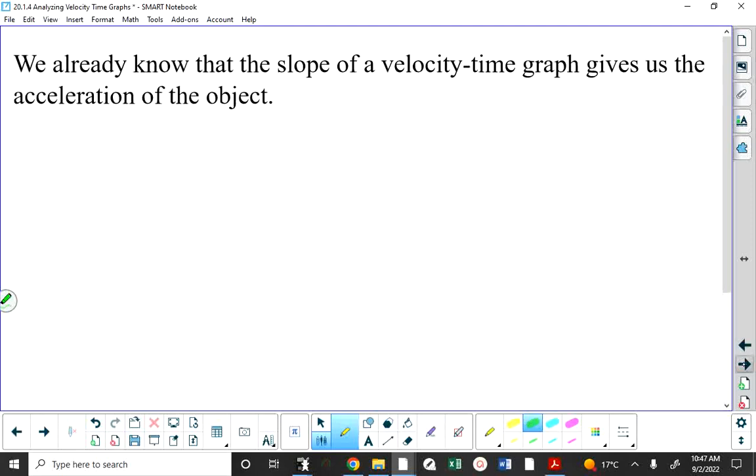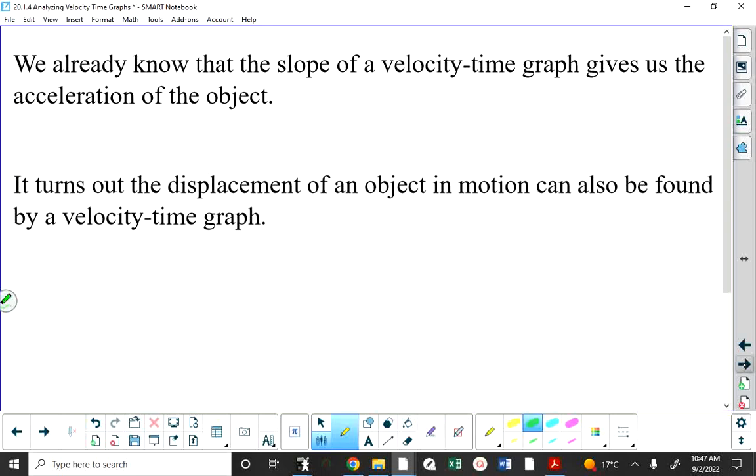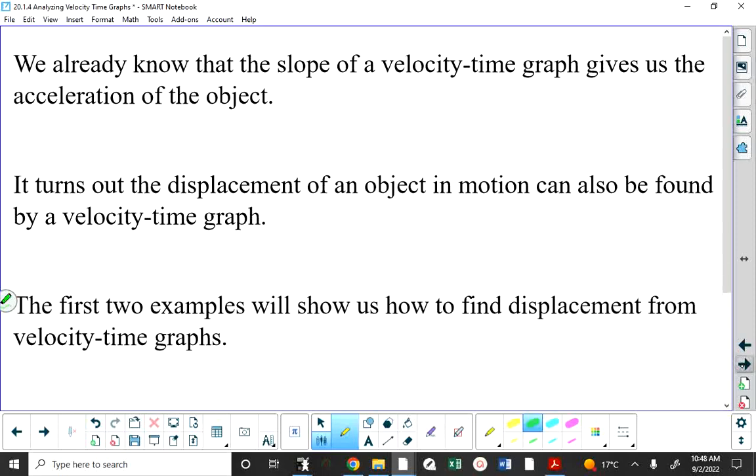So there's really two layers to this lesson. You already know that the slope of a velocity time graph is going to give you the acceleration of an object. That you should know that. There's something else you can find from a velocity time graph, and that's displacement. So somehow in a velocity time graph, displacement information is given. And these examples are going to illustrate how we find displacement from these graphs.